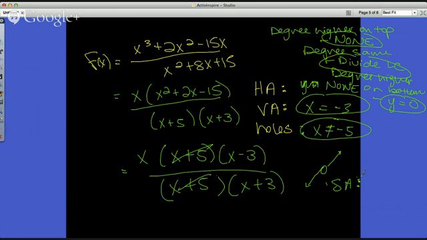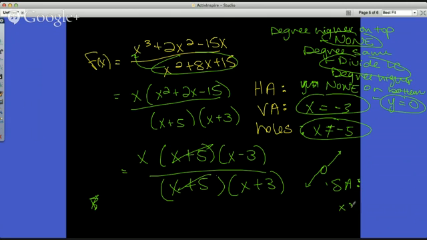Okay. So because of the HA, this will actually be none. And for the slant asymptote, we'll divide the bottom into the top, using long division. So do we need to keep going here? Yeah, wouldn't hurt. Let's do this. Let's go right here.